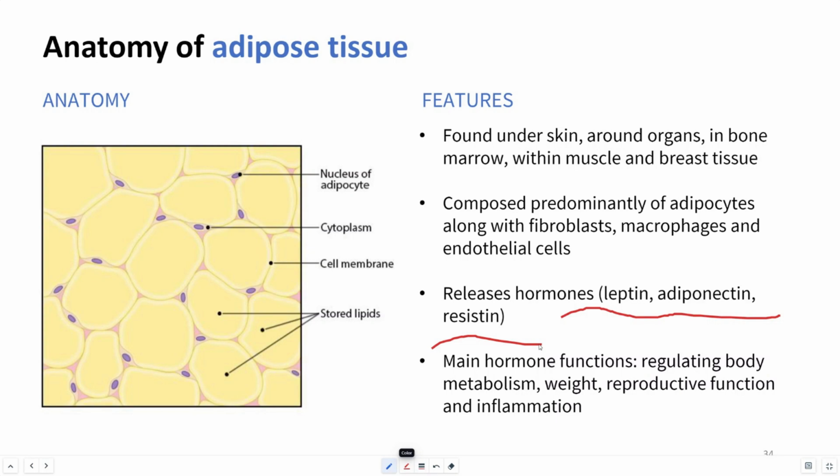And the last hormone is called resistin. This one is also secreted by the adipocytes, but it's not fully well understood. There's some conflicting information about whether it promotes insulin resistance or decreases insulin resistance. However, the general function here of fat cells is to regulate body metabolism, weight, and reproduction, as well as inflammation.